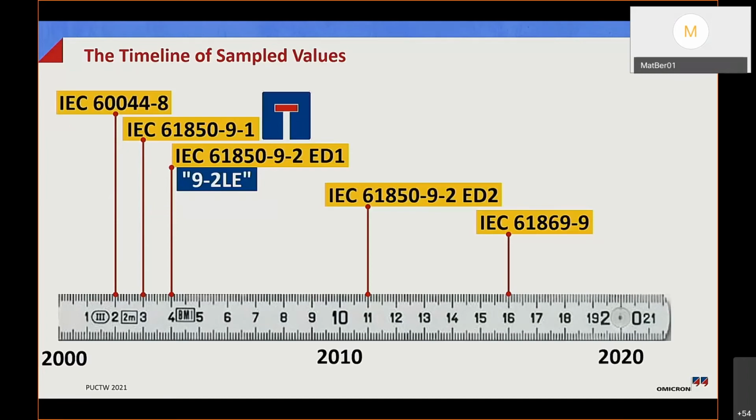In 2016, there was another thing upcoming. 61869 was in the making. This is the new instrument transformer standard. 61869 is to supersede 60044. And there is one part, -9, and this is not by accident. They have aligned it with the -9 of IEC 61850. This -9 part of 61869 is about sampled values.